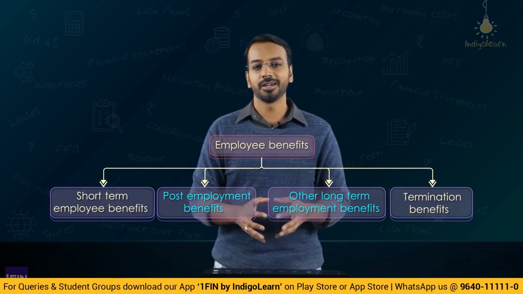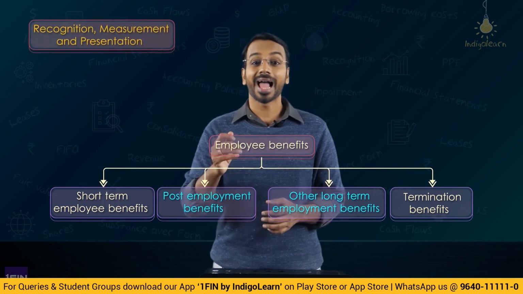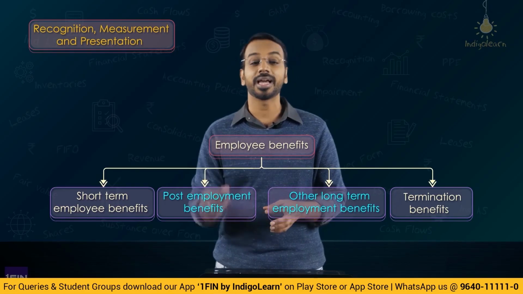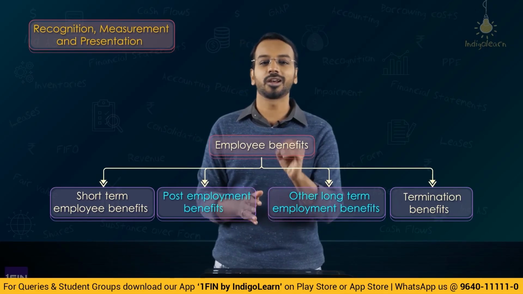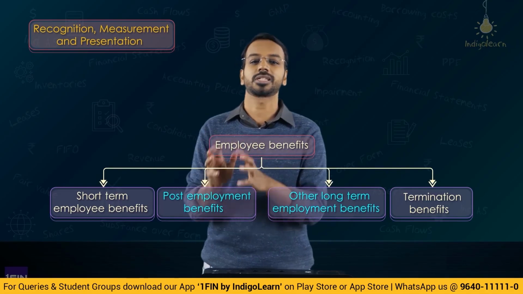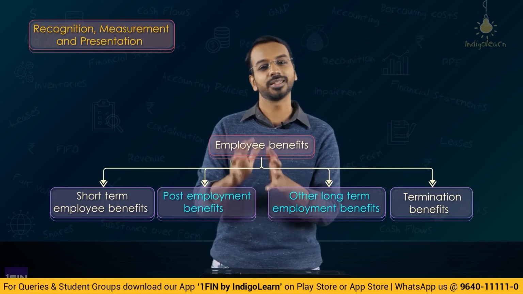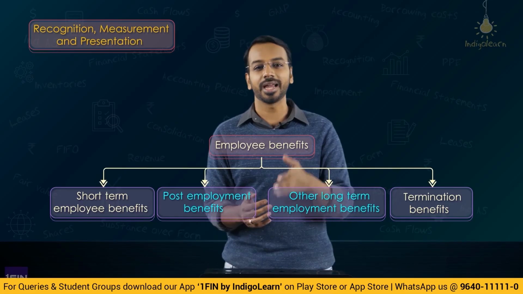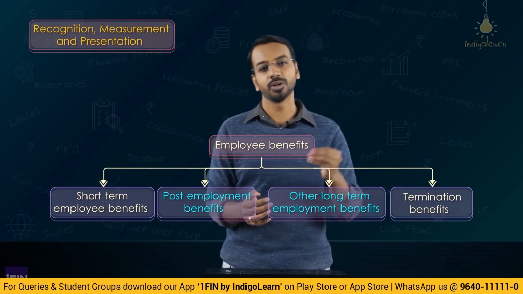Now, as a part of this standard, under each of the categories, we will understand how to recognize, measure and present. That is to say, you will understand the recognition, measurement and presentation aspects related to short-term benefits, post-employment benefits, other long-term employee benefits and termination benefits, right? The short-term one is the most straightforward one, where you just need to book an expense and create a liability. That is the simplest one. A lot of effort will have to be put in to understand the post-employment benefits and other long-term benefits. Termination benefits, as I told you again, is a simpler one to understand, right?